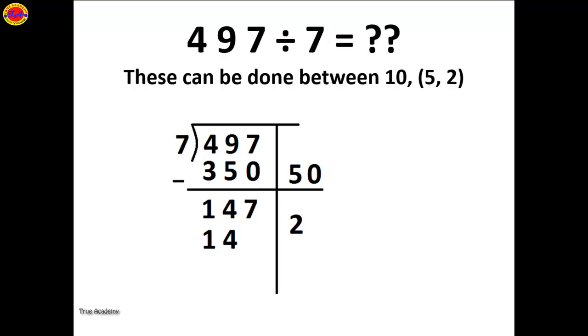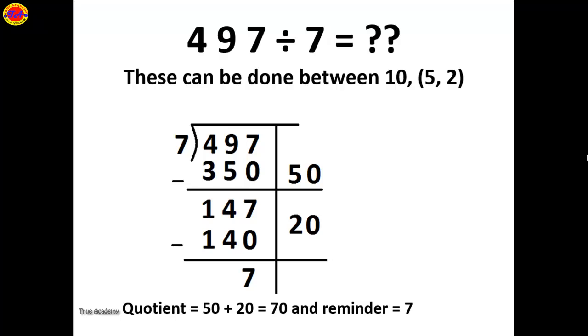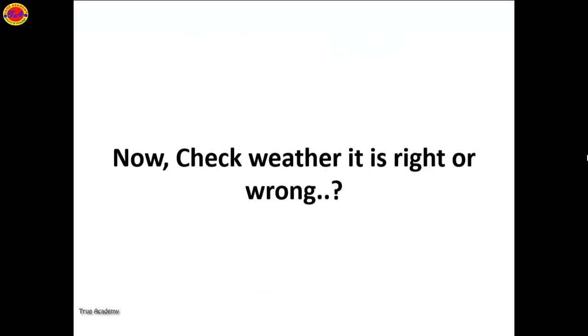Now 7 into 2 gives you 14 and 7 into 20 we get 140. So 147 minus 140 will give you 7. So quotient is equal to 50 plus 20 equal to 70 and the remainder is 7.